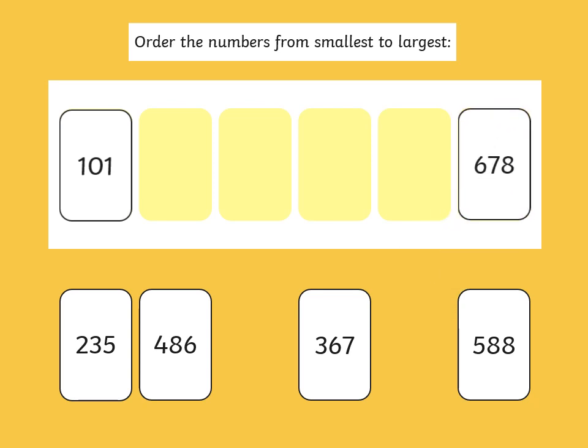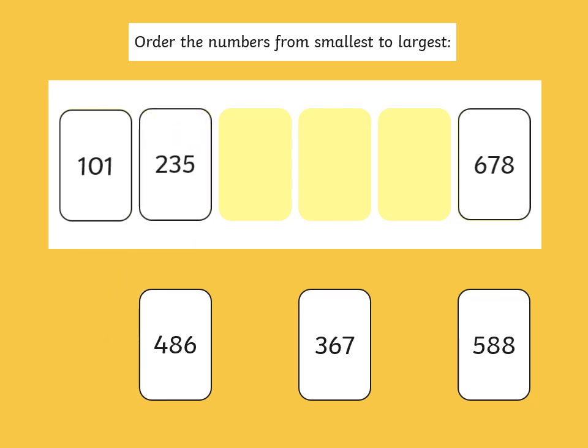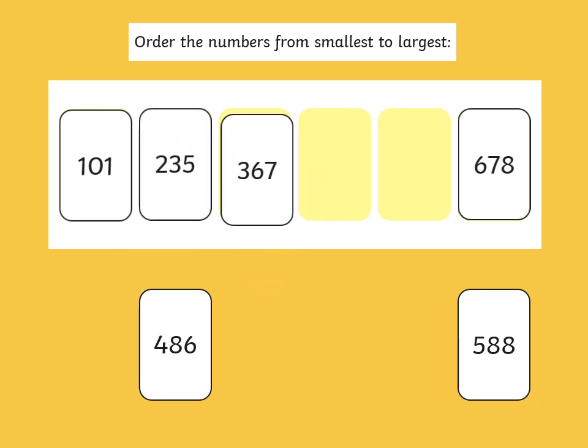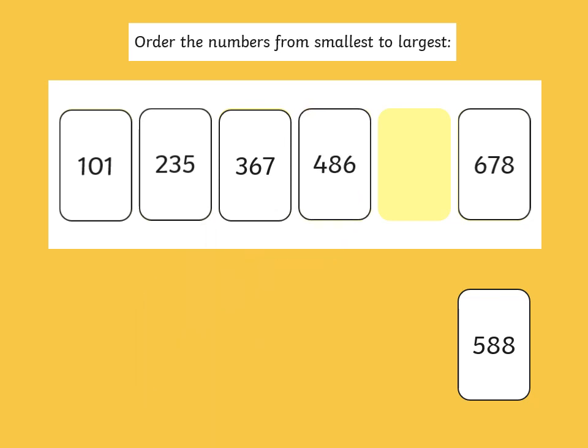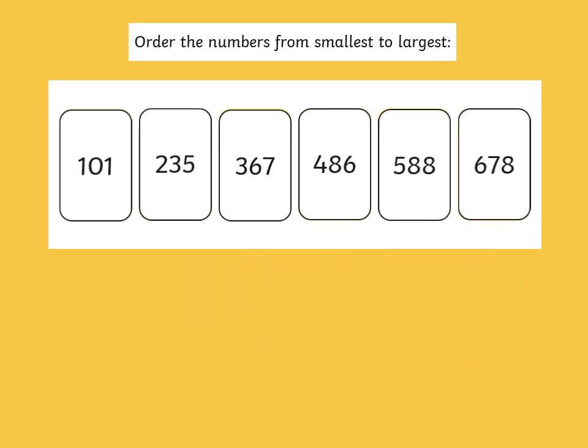Okay, and which numbers do you think will go next? Makes it easy when all of our numbers are different in our hundreds place. So we can go 235, 367, 486, and 588. And that's how we sequence them in order.